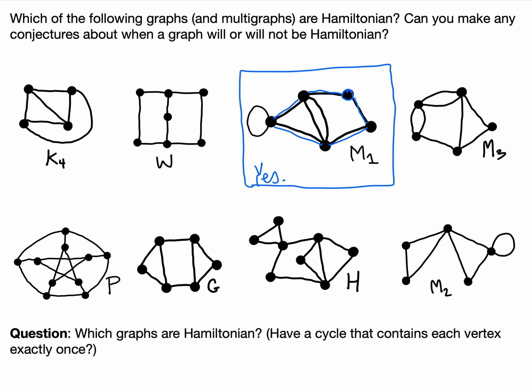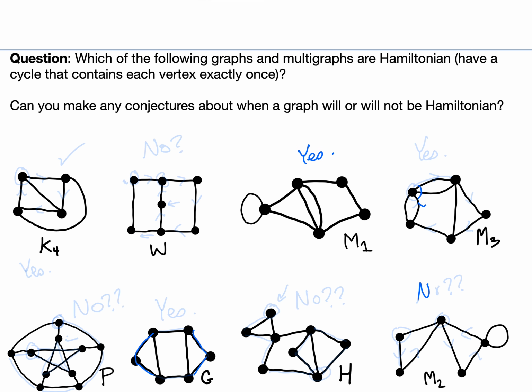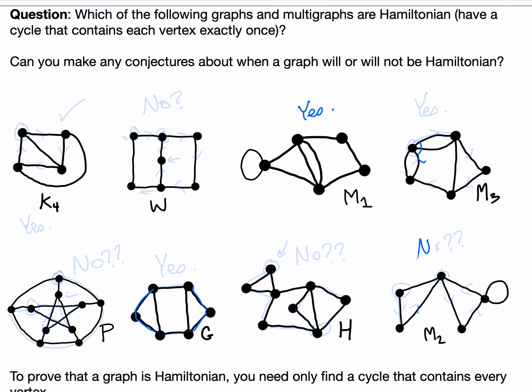So take a moment to try these out. Try to figure out which ones you think are Hamiltonian, which ones you think are not, and we will talk about them below. Okay, let's take a look at these. Which of these graphs and multigraphs are Hamiltonian? That is, contain a cycle that contains each vertex exactly once. And can you make any conjectures about when a graph will or will not be Hamiltonian?